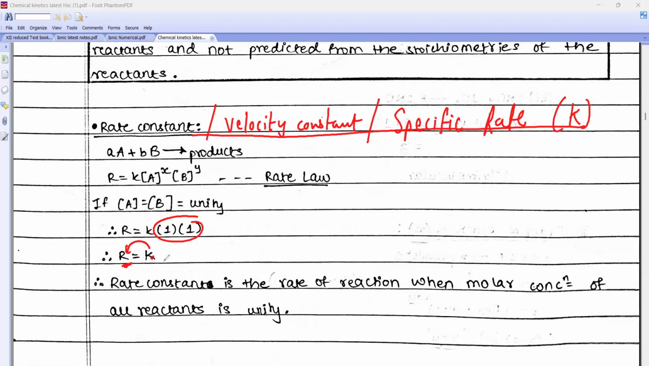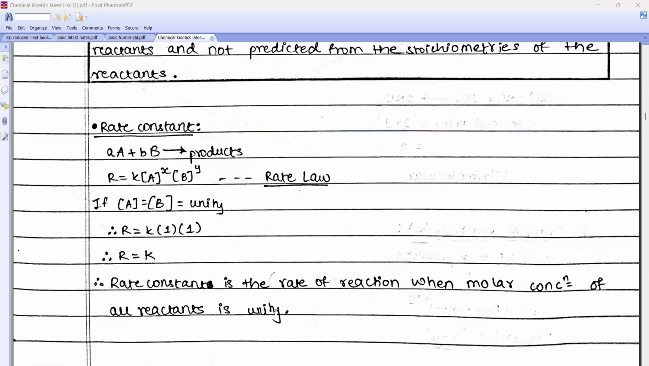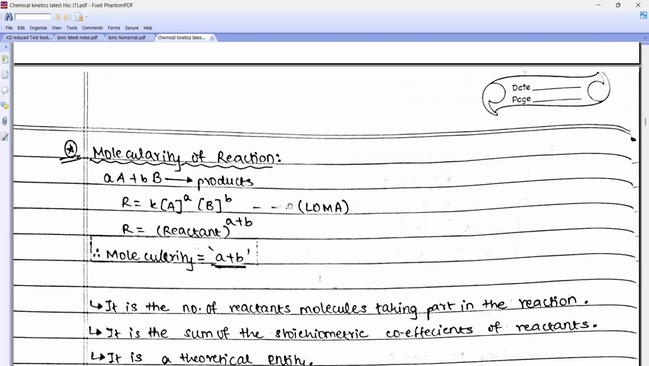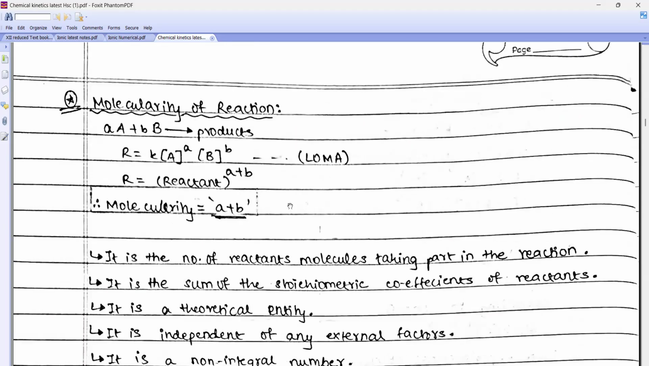Avni beta, are you getting it or not? Tell me. So look, rate constant is nothing but the rate of reaction when the concentration of all the reactants is taken as unity. Now we are going to do a very important part of this chapter, that is molecularity and order of reaction. Pay attention here.